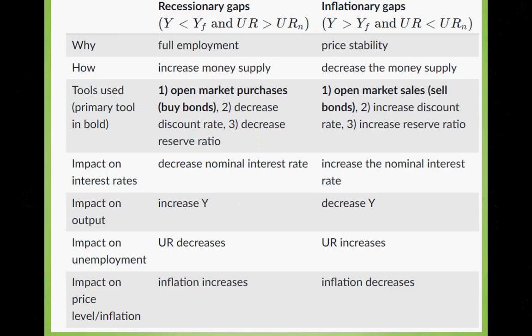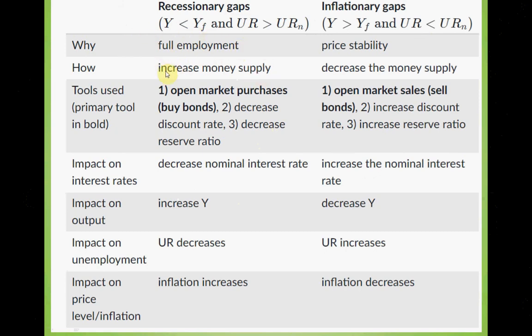All right, so let's look at this really quickly here. This is a nice little chart which will summarize monetary policy and what the banks can do if they have a recessionary gap or an inflationary gap. So if there's a recessionary gap, what are they trying to do with monetary policy? Well, they want to get to full employment. They want to bring the economy back up. So what can they do?